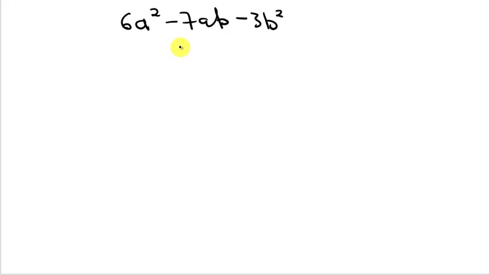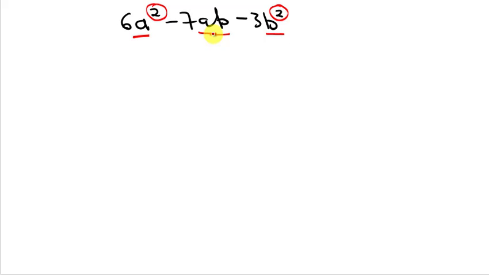Okay, so yes, we have this quadratic expression involving two unknowns. The first term has the variable a with an exponent of 2. The last term has the other variable, b, with an exponent of 2. And the middle term is the product of the two variables, ab. So this is the standard quadratic expression involving two variables. How do we factorize that?